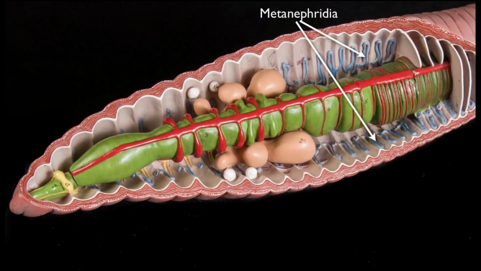The blue, tube-like structures on the inside wall of the model represent metanephridia. Your lab manual refers to these simply as nephridia. These carry out excretory functions in the earthworm. There are 2 metanephridia per body segment, with a few exceptions.